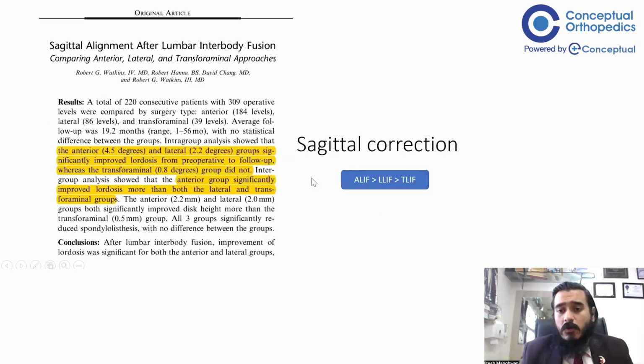Sagittal correction, once we talk about it, ALIF is better than LIF is better than TLIF. So the anterior and lateral groups both significantly improve lordosis post-op and in follow-up, whereas the TLIF cases did not improve to that extent as what the anterior surgeries did.